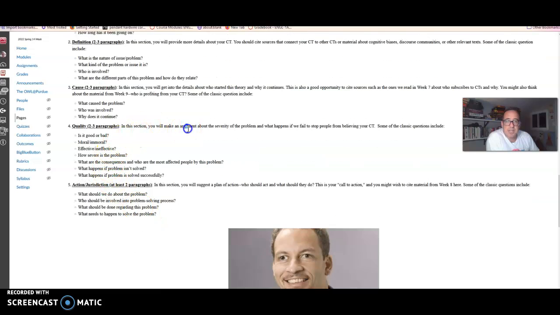And then your fourth section, you want to talk about the severity of the problem. What happens if we fail to stop people from believing in this? So you want to talk about whether the problem is good, bad, moral, immoral, effective. It's not really as fitting, but how severe is the problem? What are the consequences if we don't stop this conspiracy theory from spreading? Really get into the problems if we don't do anything.